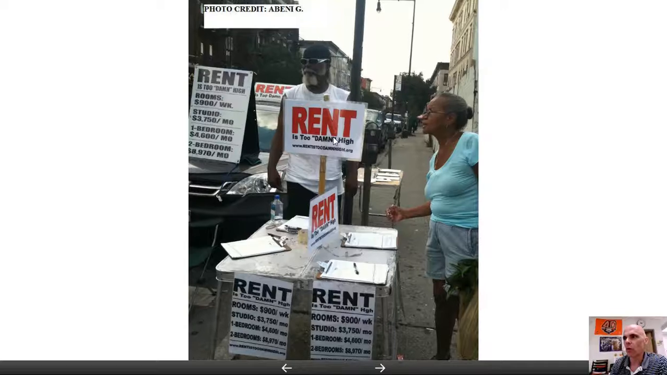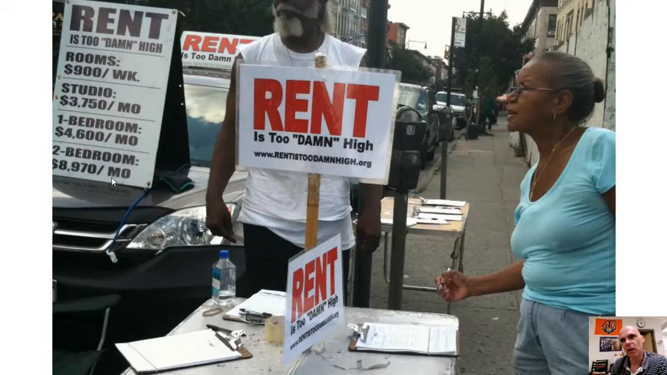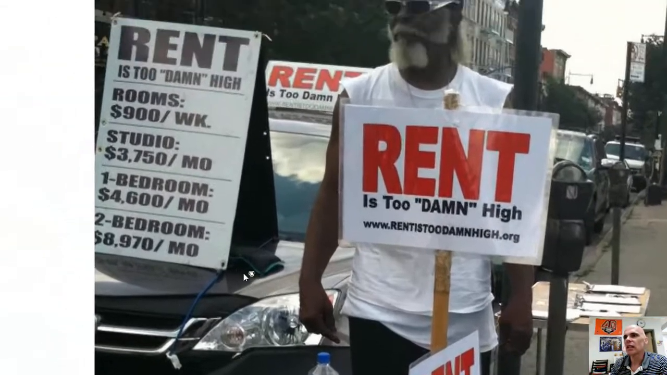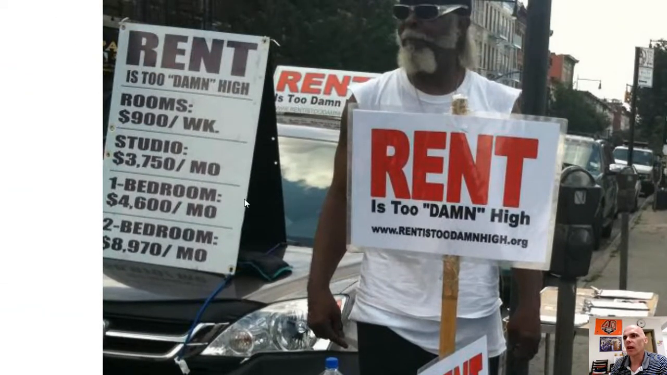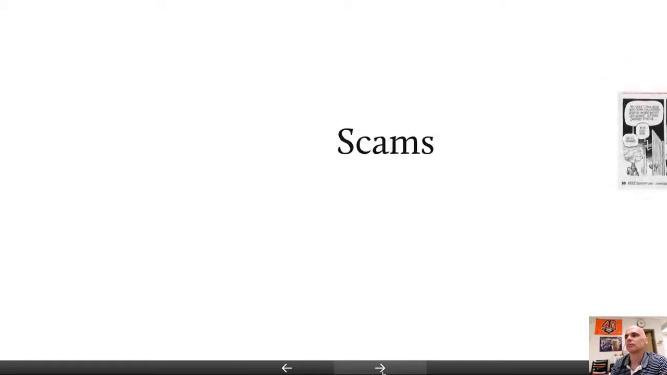This guy is saying rent is too damn high. And if you look at the prices, a 2-bedroom apartment for nearly $9,000 a month, I might have to agree. So some would say that it is hard for others to live in a society where rents are that high. So maybe the government needs to put in rent control so we don't have people that are working homeless.